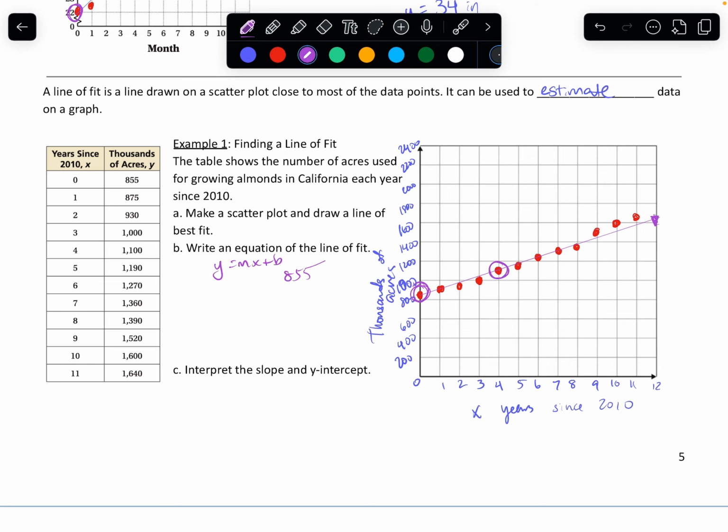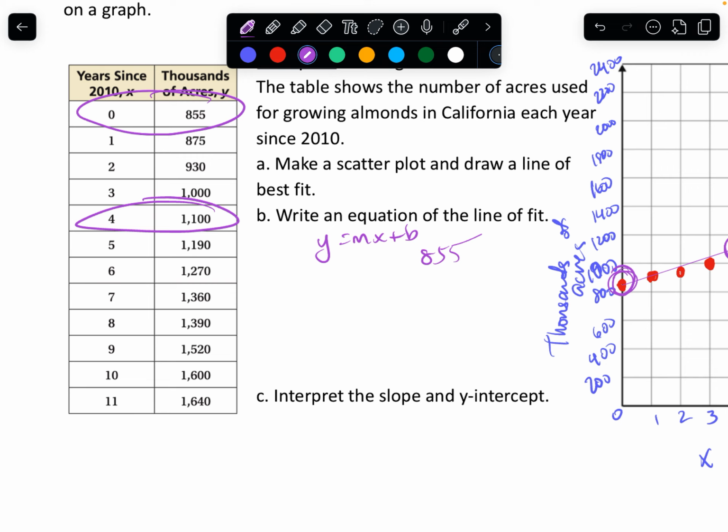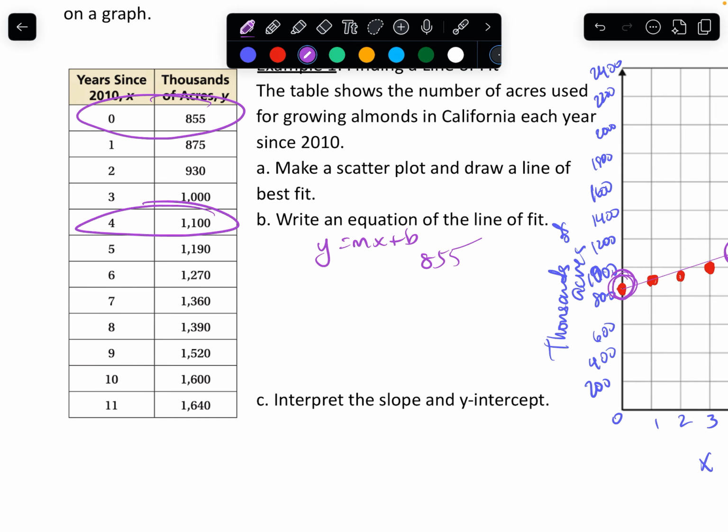Now to find your m, maybe I would choose that original y-intercept, and maybe this one looks like right down the middle. So I would choose this one and this one to find my slope. So I have 1100 minus 855 over 4 minus 0. You have 245 over 4, 61.25. So my equation is going to be y equals 61.25x plus 855.